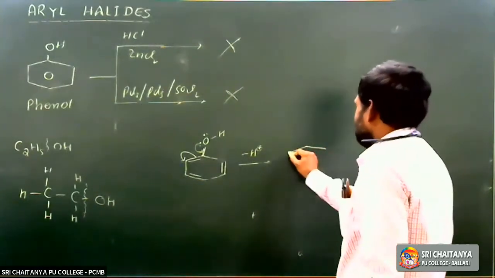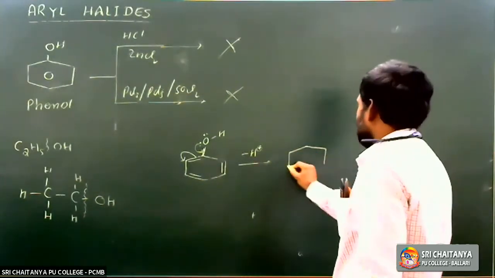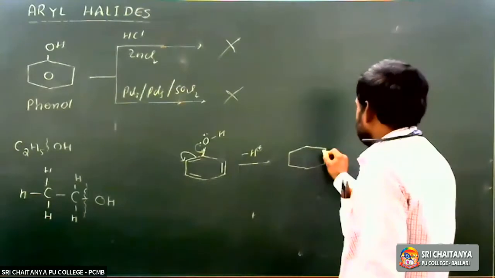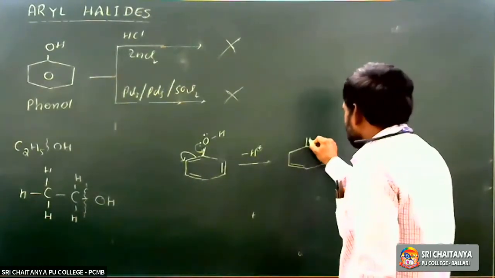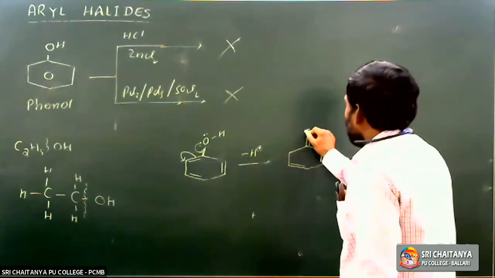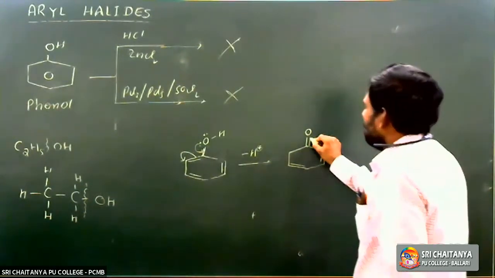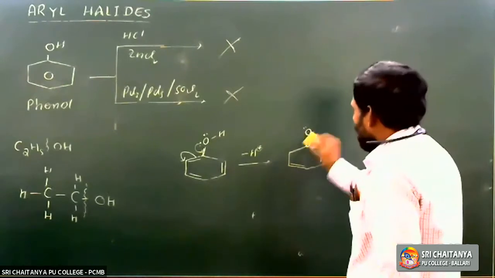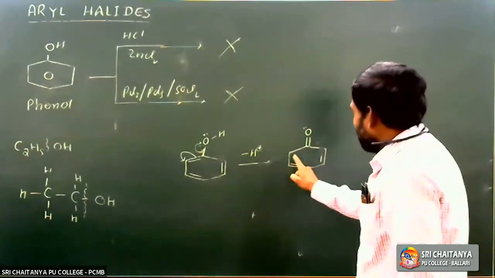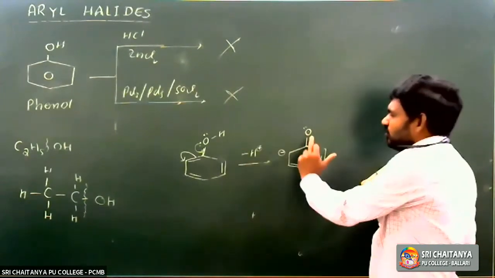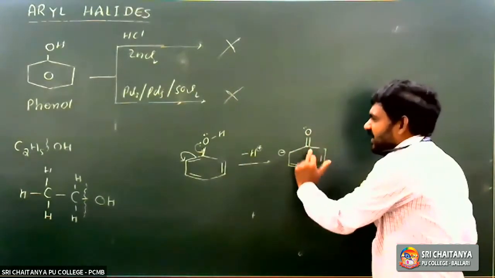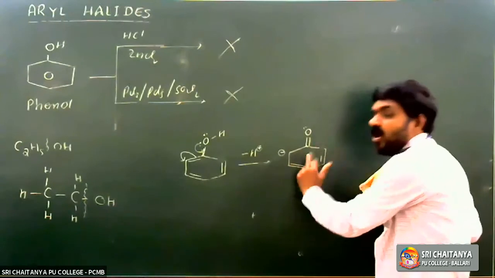It is a benzene ring. Next, the pi bond. The oxygen and carbon contain a double bond, and the next double bond follows, so it gets a negative charge. So in phenol, carbon and oxygen contain a partial double bond.